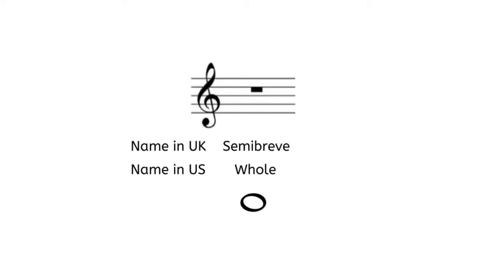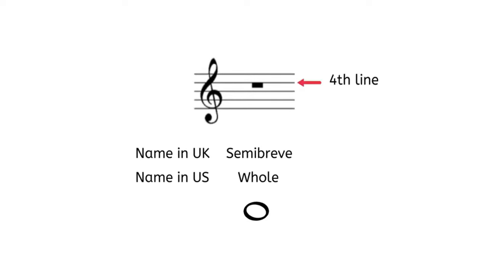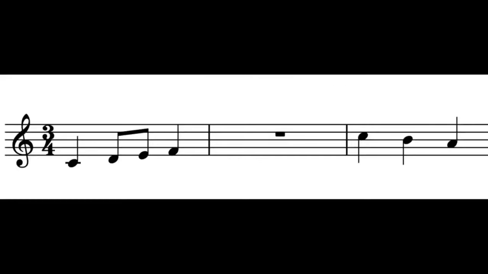Let's go over the different types of rests. Semibreve rest or whole rest. This rest looks like a rectangle that hangs from the fourth line of the staff. It represents 4 beats of silence in 4/4 time. Sometimes semibreve is used as a whole bar rest. Here you can see the example is in 3/4 time. The whole bar rest is used, representing 3/4 beats.